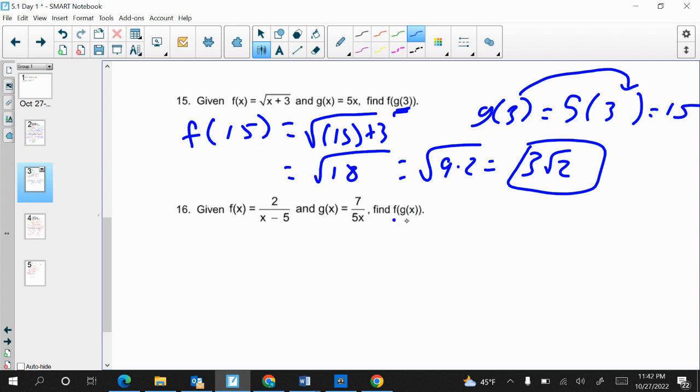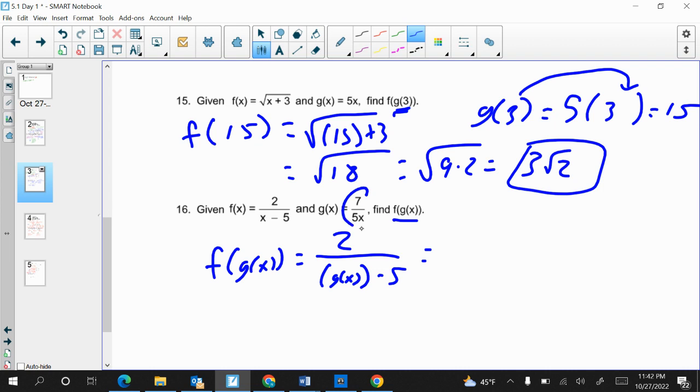Given this, I now want to find f of g of x. So here, it's variables. Let's just go f of g of x. So I'm going to take my f, 2 over x minus 5, where I have g of x. Oh, look, I know what g of x is. So I have 2 over 7 over 5x minus 5.